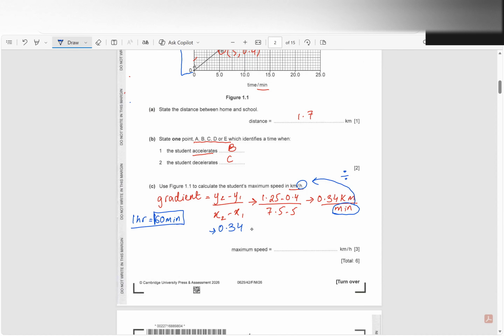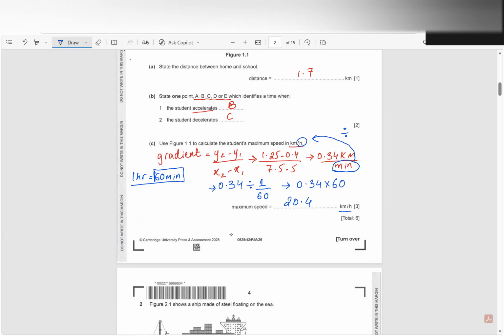So we can write it this way as well: 0.34 divided by 1 over 60. Fair enough. So we can simplify it further: 0.34 times 60, and the final answer is going to be around 20.4 kilometers per hour.